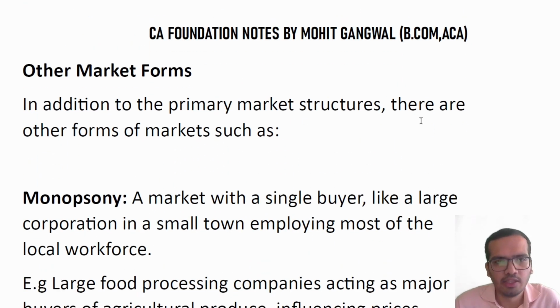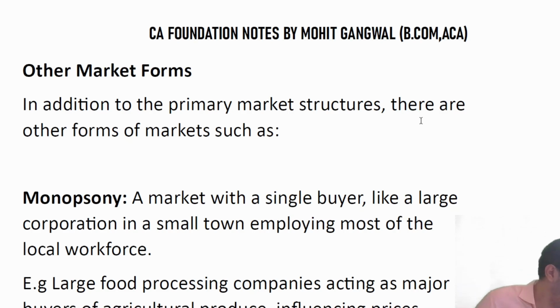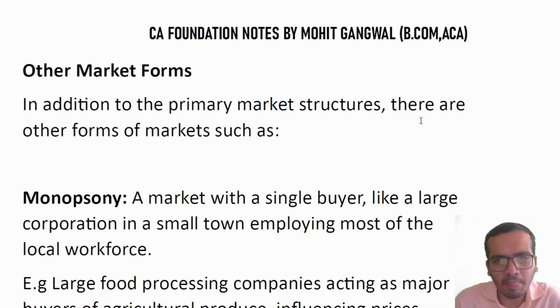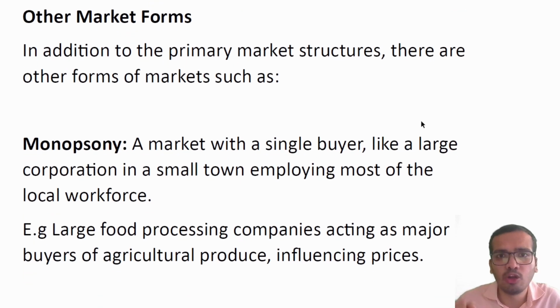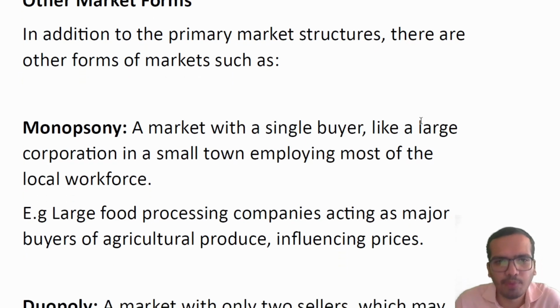Then comes another market form. Sorry. In addition to the primary market structures, there are other forms of market such as monopsony, that is a market with a single buyer, like a large corporation in a small town employing most of the local workforce. So they could be an influencing company. An example is large food producing companies acting as major buyers of agricultural produce, influencing prices.